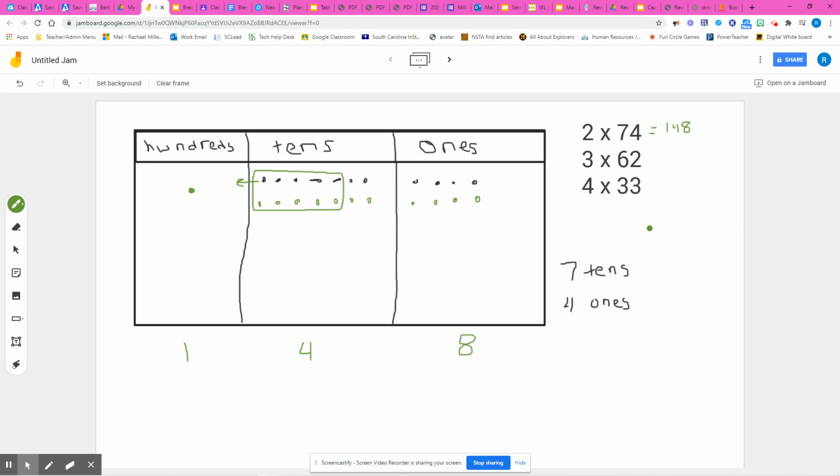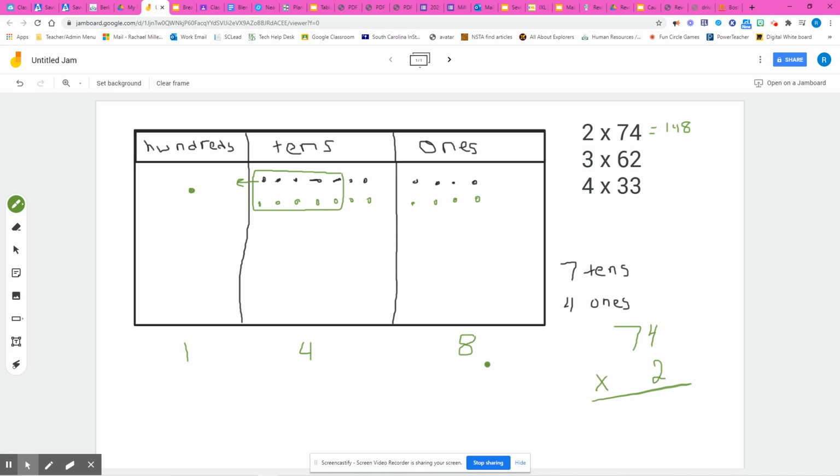Okay, so this is really cool. I'm really excited about this strategy. I'm going to do it 2 more times so that you get used to seeing it. And you might be thinking, Ms. Miller, why can't I just do this? 74 times 2. Well, you're right, you could do this. But what we are seeing here is we are trying to get a really deep understanding of what multiplication is.